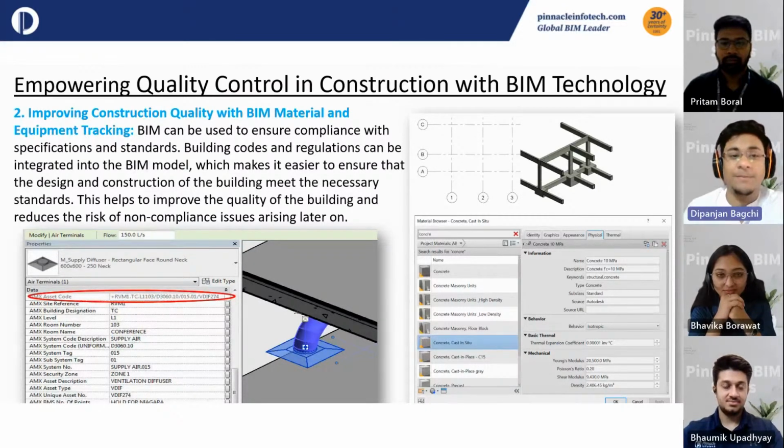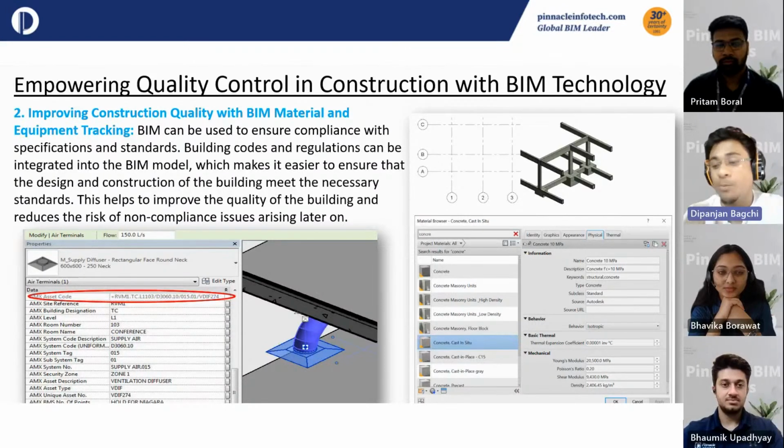In addition to this, BIM can be used to ensure compliance with specifications and standards. Building codes and regulations can be integrated into the design BIM model, which makes it easier to ensure that the design and construction of the building meet the necessary standards. This helps to improve the quality of the building and reduces the risk of non-compliance issues arising later on. Overall, BIM is a valuable tool, I must say, for quality control in concrete construction. It helps in identifying and rectifying design and construction issues. By using BIM, construction professionals can improve the quality of construction, reduce costs, and deliver projects more efficiently. That is a very important thing.